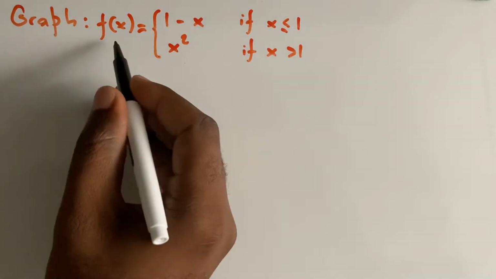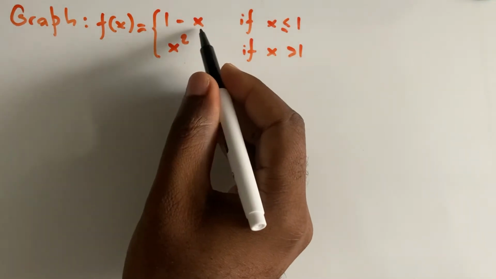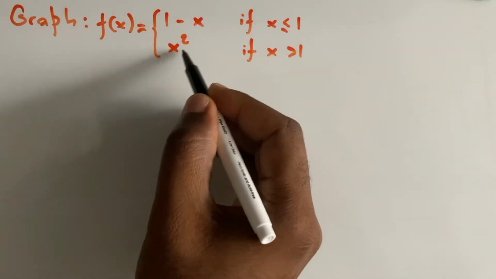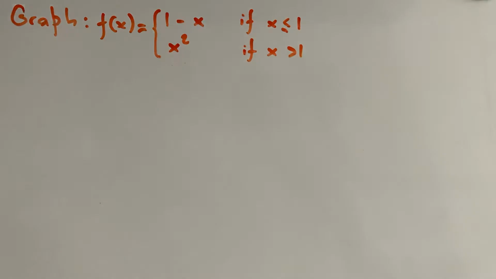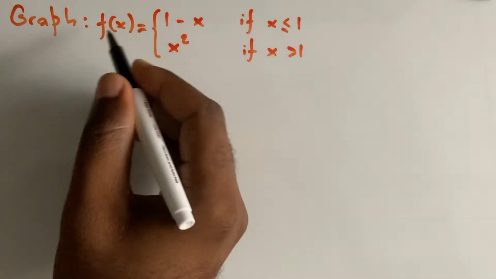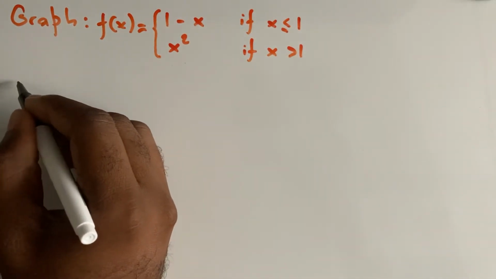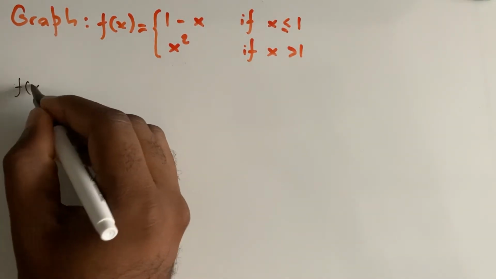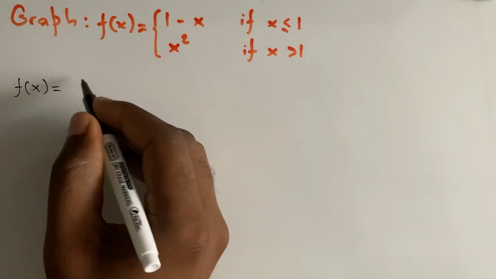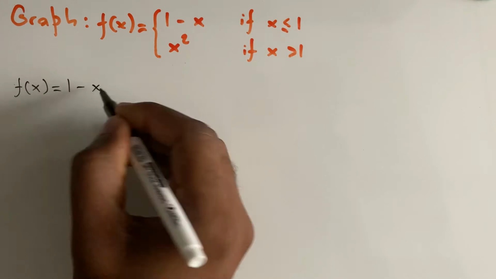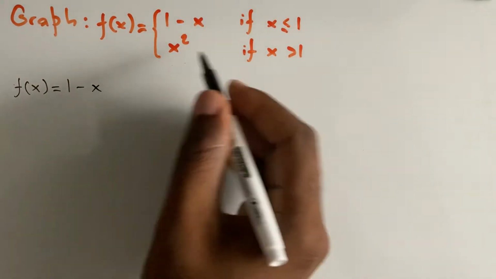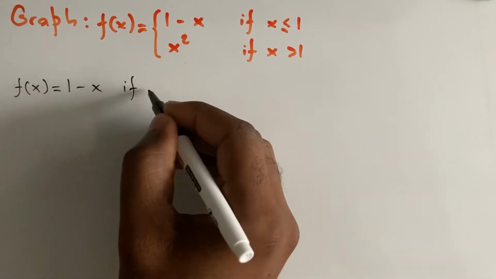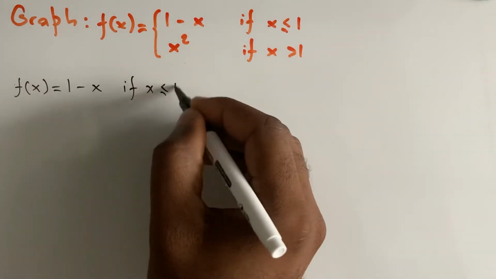So for example here, you have f of x equals 1 minus x whenever x is less than or equal to 1. F of x would be x squared when x is greater than 1. So we can graph the first one, try to get the points for the first one to graph it. So if the first condition here is f of x equals 1 minus x, which is the first line here, and in such case, it says if x is less than or equal to 1.